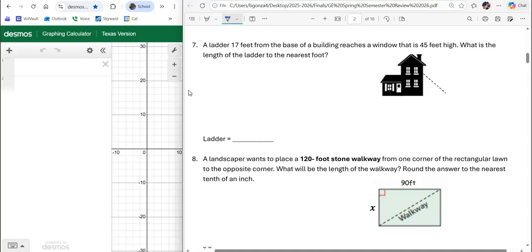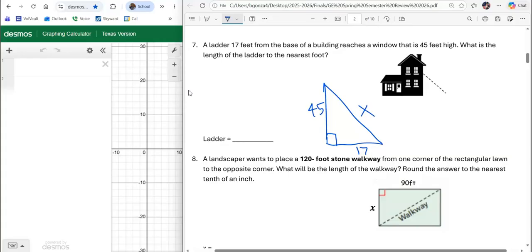The ladder is 17 feet from the base of a building, and it reaches a window that's 45 feet high. So 17 from the base of the building. Okay. The window is up here at 45 feet. The length of the ladder is X, right?